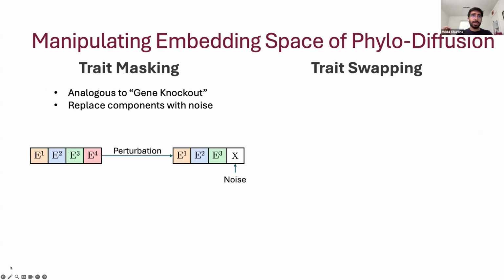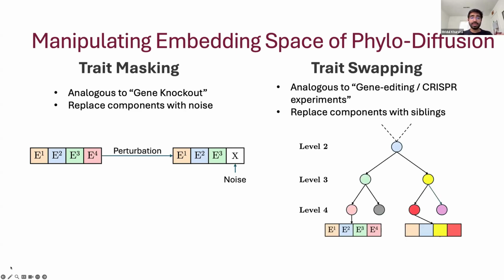In this case, we can just remove the level 4 information, the species-specific information, and generate species which are till a particular subtree, which captures information of all the species belonging to the subtree defined by E3. This experiment is analogous to the gene knockout experiments biologists do in genomics, but we're operating on the image space rather than the gene space. Second, we introduce the experiment of trait swapping, which can be thought of as analogous to gene editing or CRISPR type experiments, but here again we are doing it on the image space.